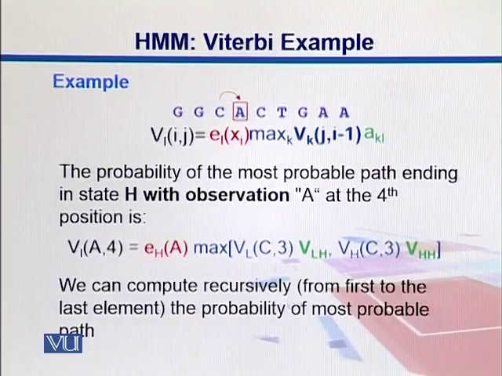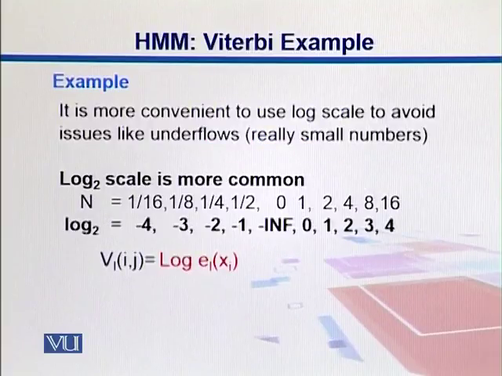We can compute recursively, from the first to the last element, the probability of the most probable path. In this way we can work through all the symbols, all the elements in this particular string. Since we are dealing with probabilities, which are really small numbers, multiplying those small numbers with one another creates underflow errors, so you get really small numbers.